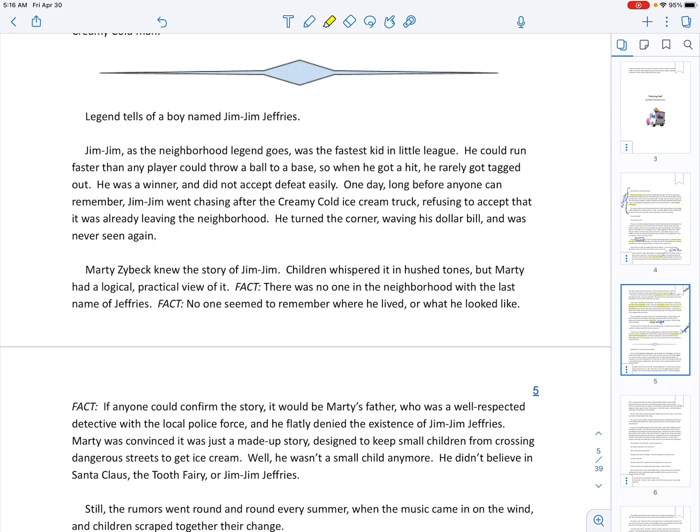Legend tells of a boy named Jim Jeffries. Jim, as the neighborhood legend goes, was the fastest kid in Little League. He could run faster than any player could throw a ball to a base, so when he got a hit, he rarely got tagged out. He was a winner and did not accept defeat easily. One day, long before anyone can remember, Jim went chasing after the creamy cold ice cream truck, refusing to accept that it was already leaving the neighborhood. He turned the corner waving his dollar bill and was never seen again.